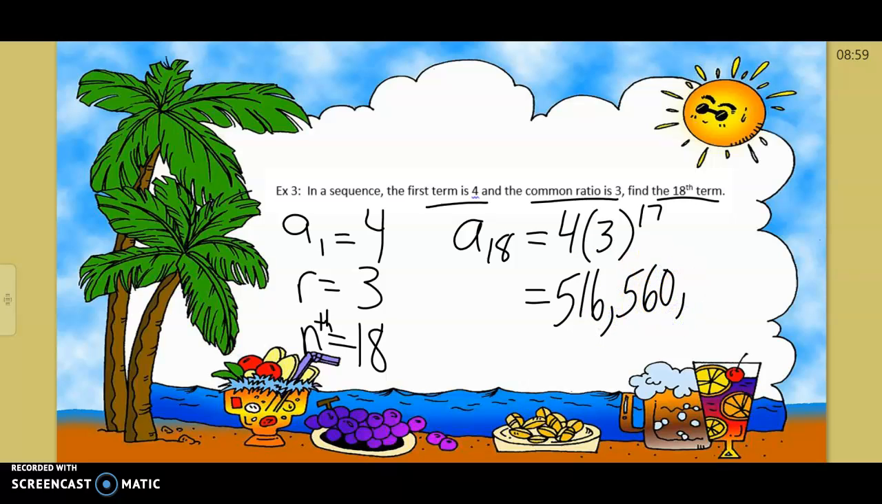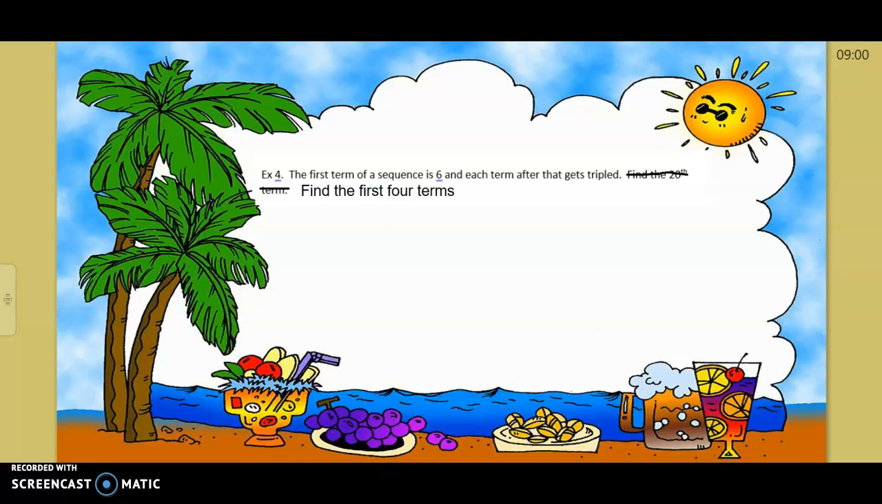560,000 and 652. The 18th number, if we just started at 4 and kept multiplying by 3 over and over and over again. So, would you please change these notes by crossing off "find the 20th term" and write "find the first 4 terms."